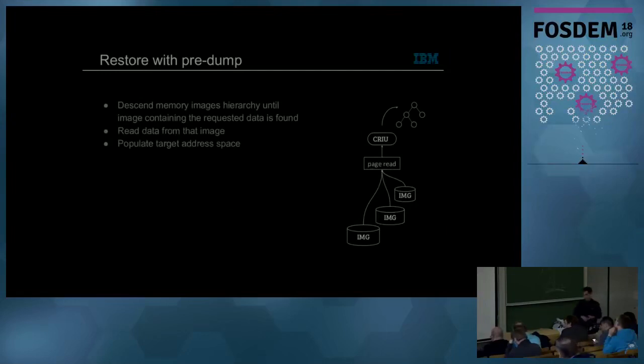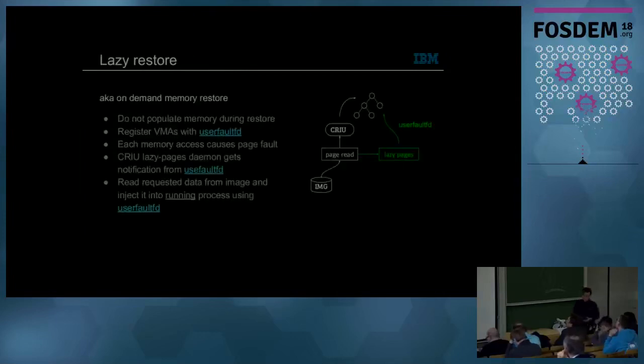So when pre-dump is used, restore knows to choose the right image and select the appropriate data from the correct iteration of the dump and fill the process's memory appropriately. And the next optimization is what we call lazy restore, which is on-demand paging for the restored processes.